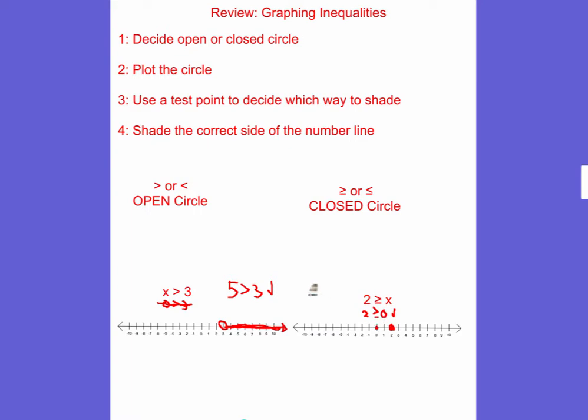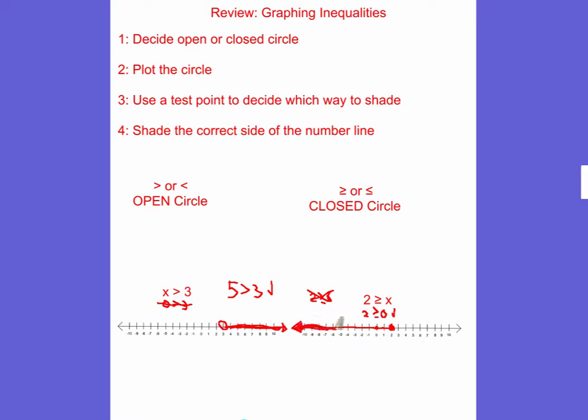Okay, I could pick another point. 2 is greater than or equal to, let's say, let's plug in 6. Well, is 2 bigger than 6? No. So I don't want 6 to be in my solution, so I don't want to shade with 6. I do want to shade with 0. So I'm just going to go ahead and shade in this one, the left-hand side of the number line.